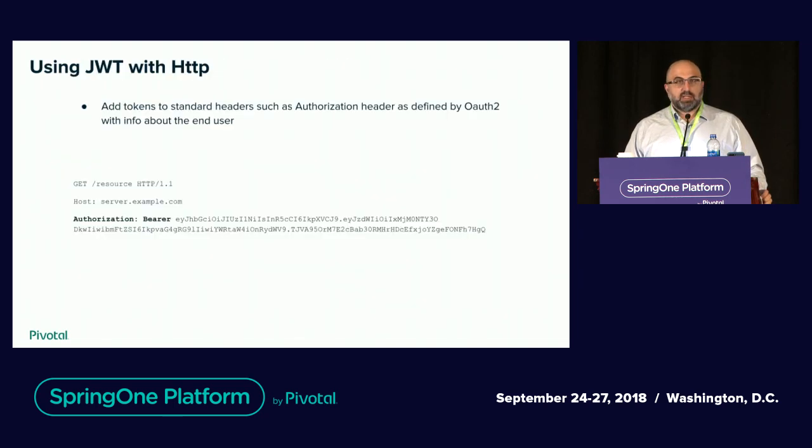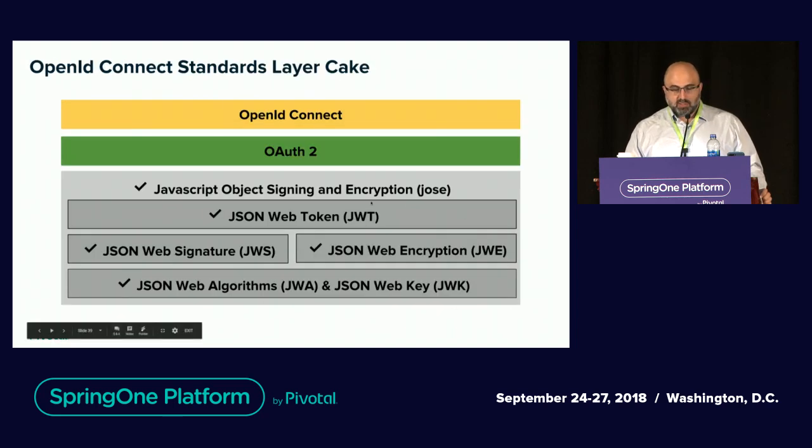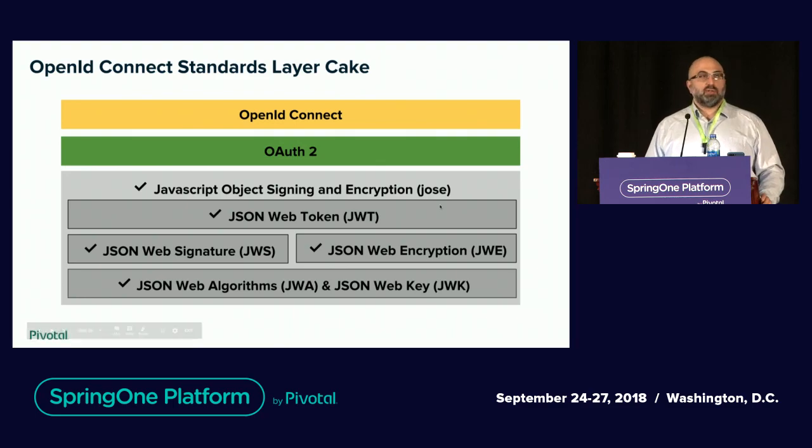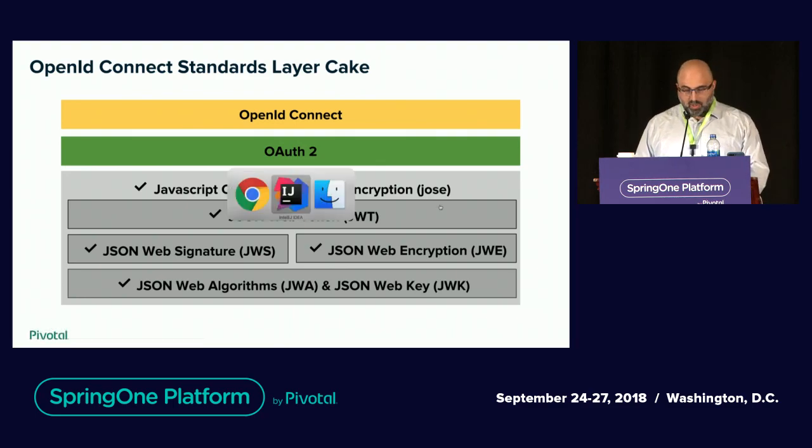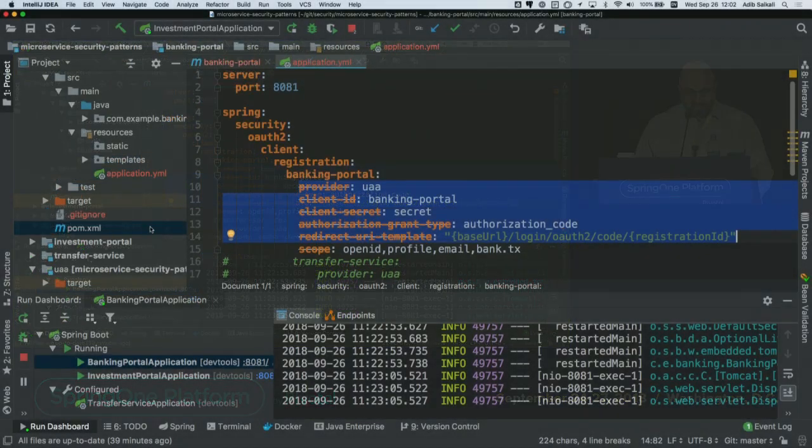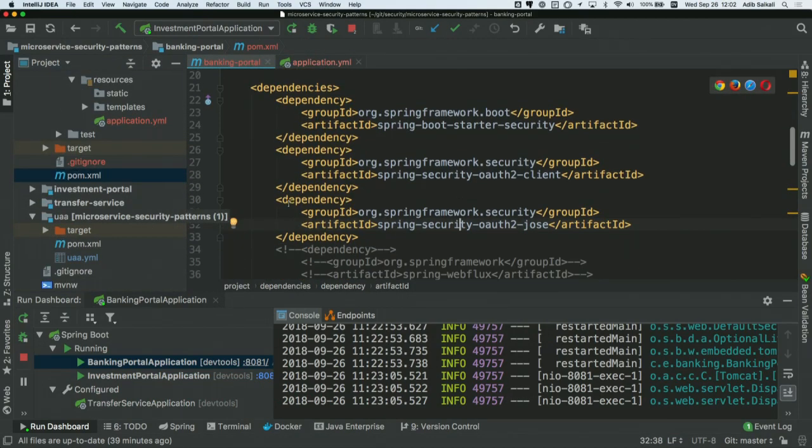So that covers that. This group of standards is called JavaScript Object Signing and Encryption. And if we go back to our Spring code and our dependency, you'll see that one of the libraries that we included was the OAuth2 Jose. So this is all the utility code for working with these types of objects.